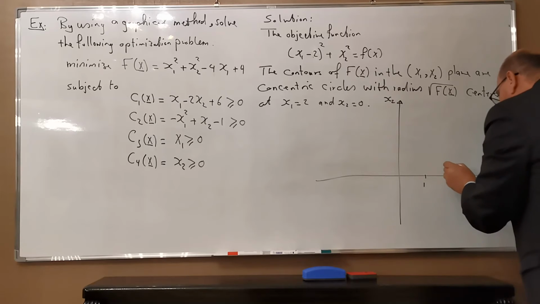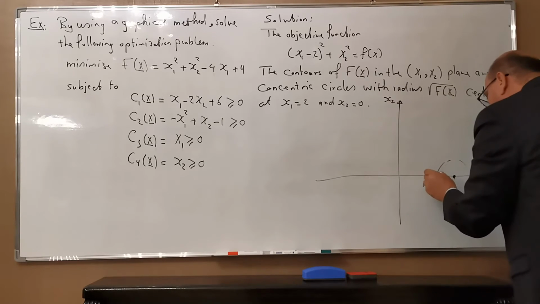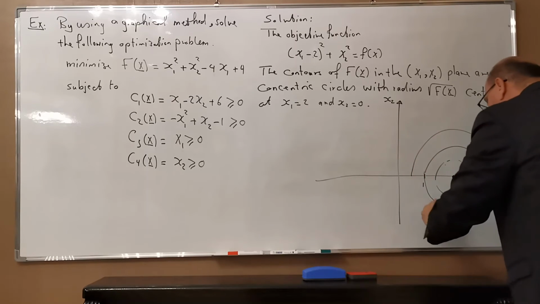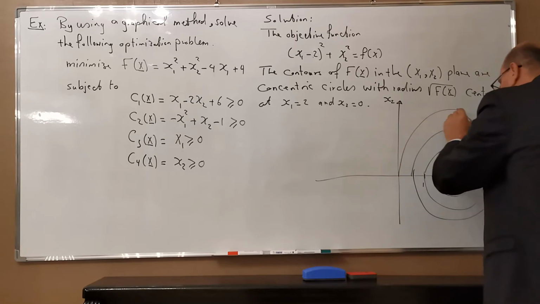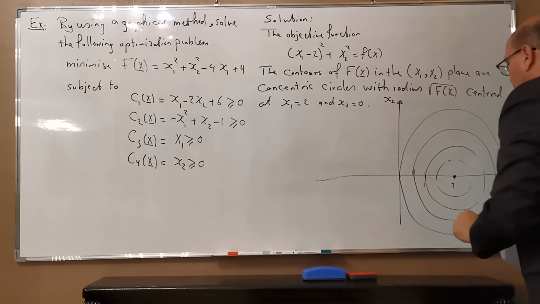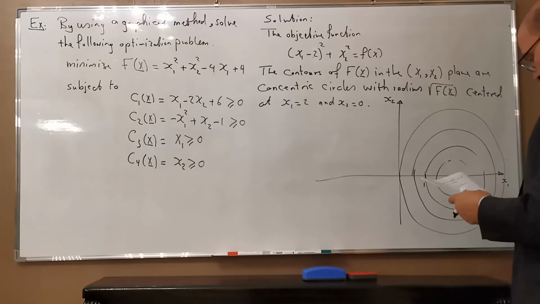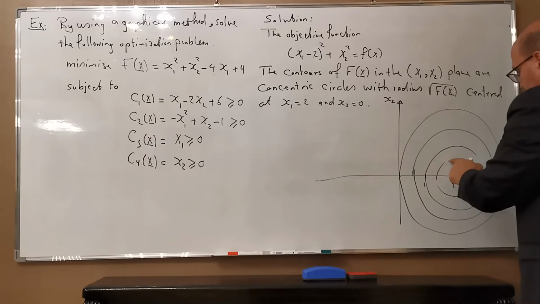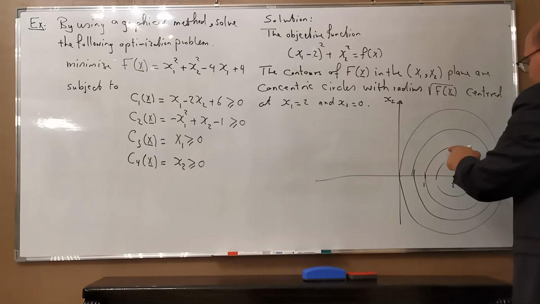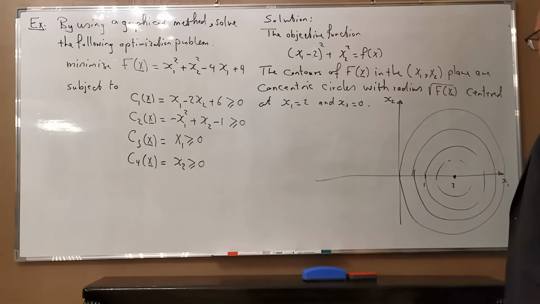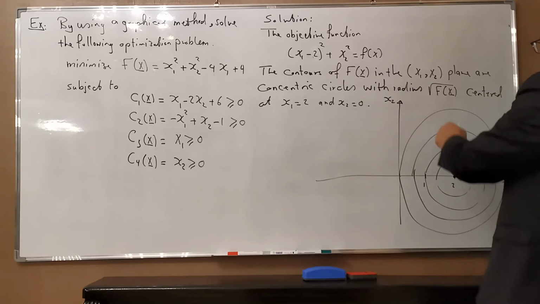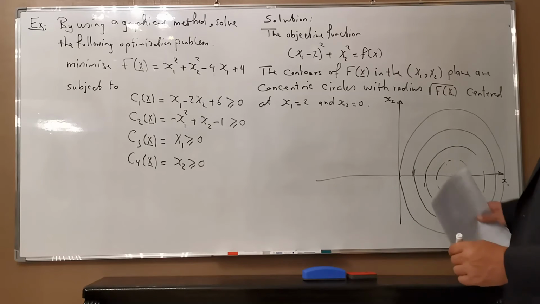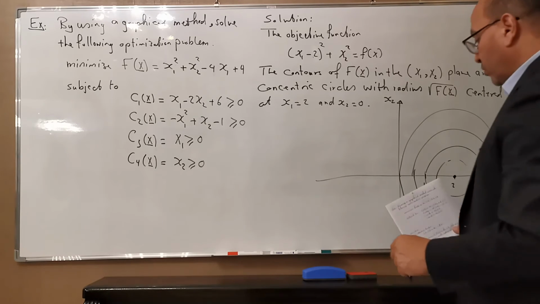And we can draw circles for f of x, and we can continue doing the circles. This one will be for a certain value of f of x, another for another value of f of x. The radius is the square root of f of x. Okay, so those are the contours of our objective function.